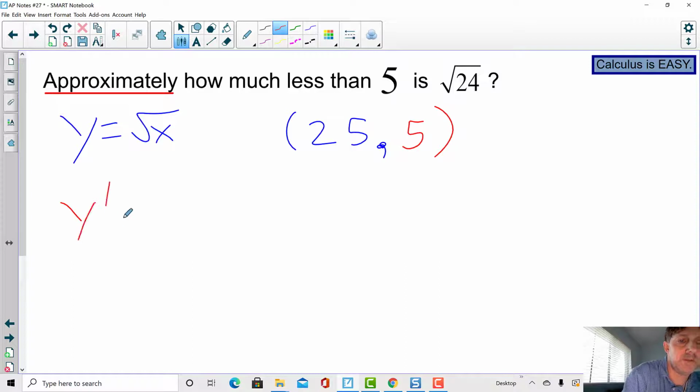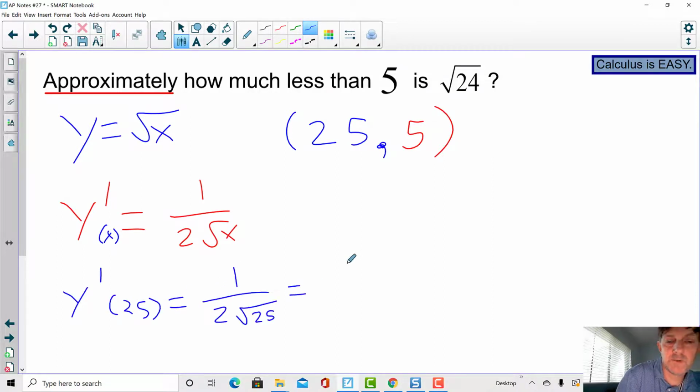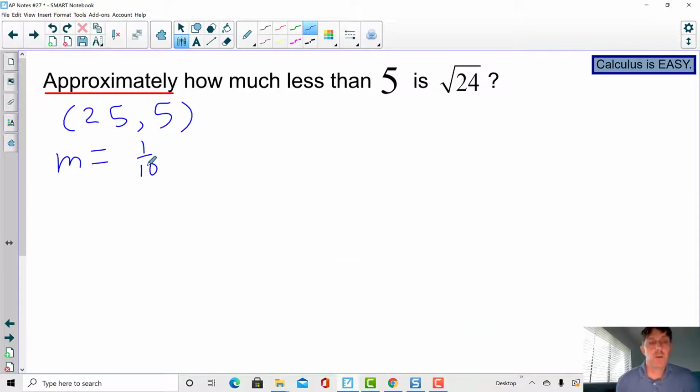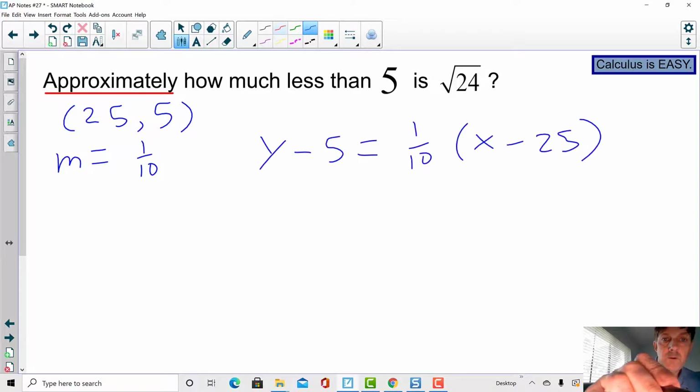The slope is going to be the derivative for square root of x, which is 1 over 2 root x. Now that's the derivative for any value of x. So when x is 25, our derivative is going to be 1 over 10. So that's our slope, 1 over 10. Our point is right here. Equation of our tangent line. We're going to solve for y by adding 5 to both sides.